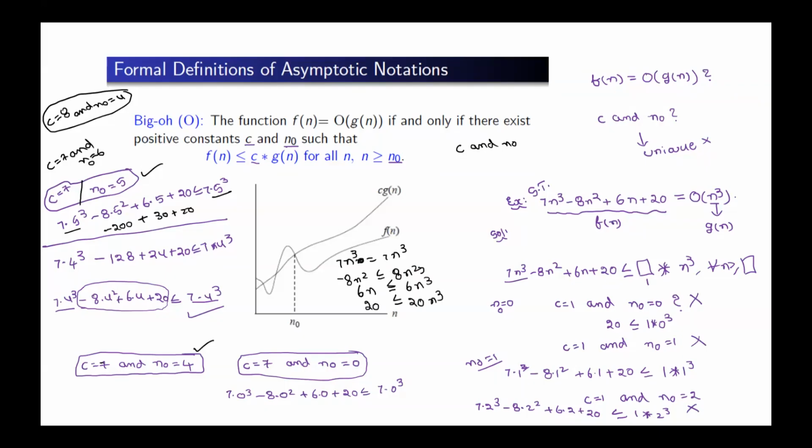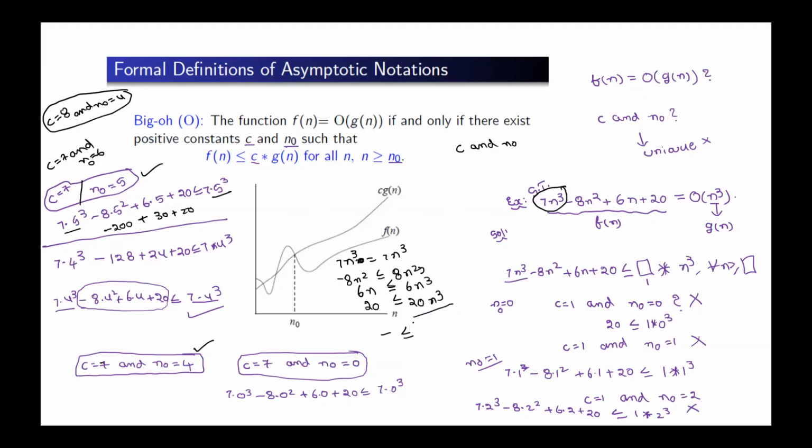Is that correct? 7 n cube is the same as 7 n cube. This is the highest order term. Next to it, I have taken minus 8 n square, which is less than or equal to 8 n cube. I am ensuring that whenever I compare terms, this side it is n cubed, because here the highest order term is n cube. So 8 n square is less than or equal to 8 n cube, minus 8 n square also automatically. 6 n is less than or equal to 6 n cube. 20 is less than or equal to 20 n cube. So now finally, what is the value you get? This right hand side is less than or equal to 7 plus 8 plus 6 plus 20.